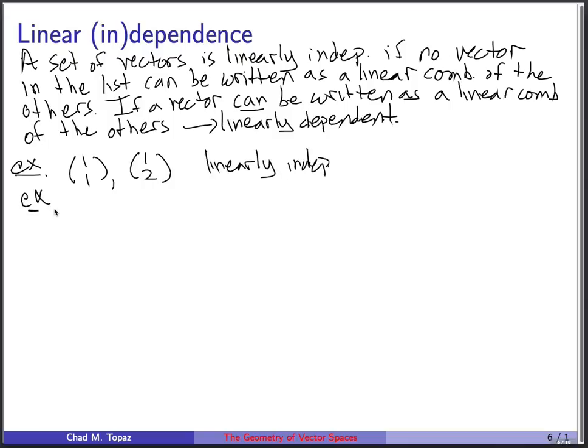Here's another example. Say I take (1, 1) and (-3, -3). These are linearly dependent, because if I take the first vector and multiply it by -3, I get the second vector.